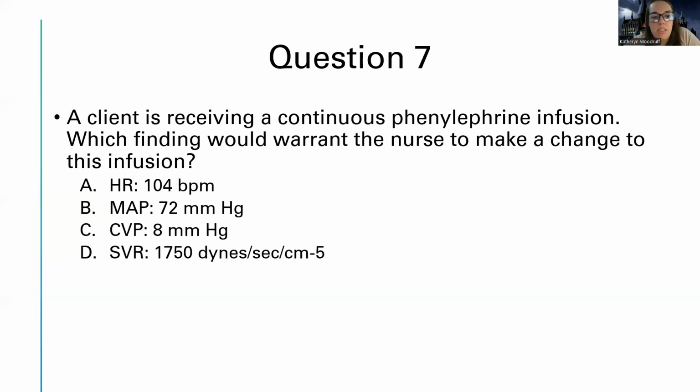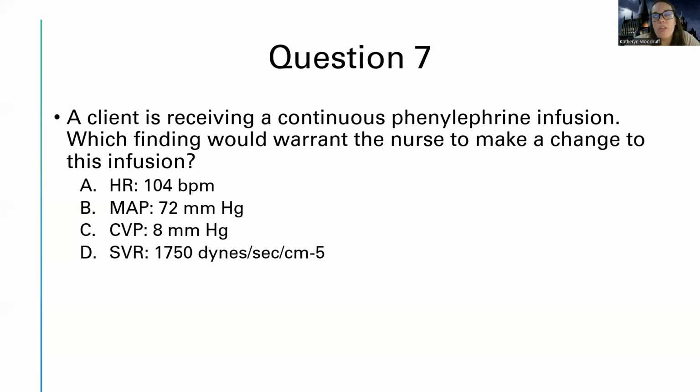CVP of 8. So that's measuring fluid balance, and they have fluid on board. So that's not something, because the one thing you always want to remember is we always have to give fluids first before we give vasopressors, because if I'm just squeezing and there's no fluid in my hose, then there's nothing to squeeze. So their CVP is in the normal range. So there's nothing that is going to need to be changed there. And then SVR of 1750. So the normal SVR, that's my vessel squeeze, is going to be 800 to 1200. So that is super high.